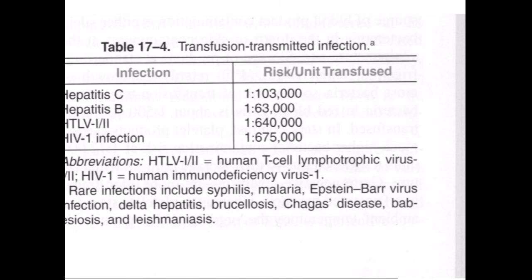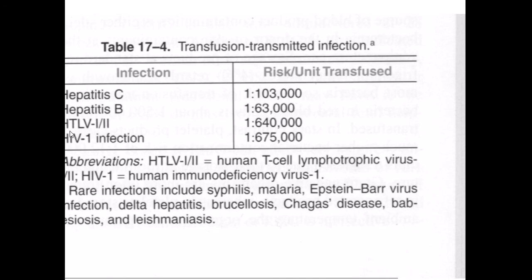Usually before giving any blood transfusion, we take a history from the donor. Any history of jaundice, for example, for the last year or so, usually we don't take blood from that donor, or any history of previous blood transfusion. So we take a good history to rule out any hepatitis, whether hepatitis C or hepatitis B.